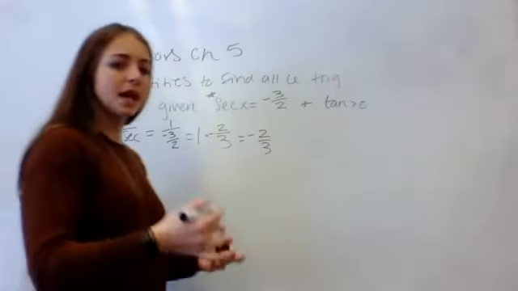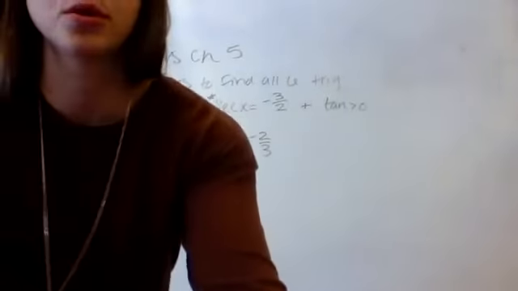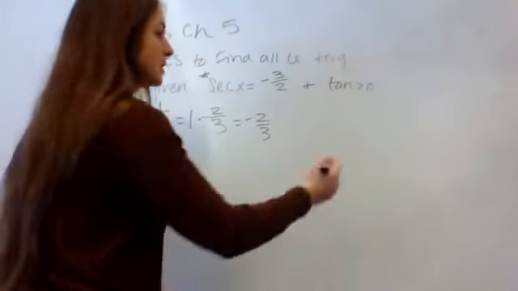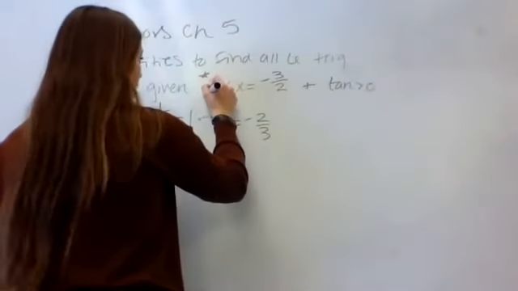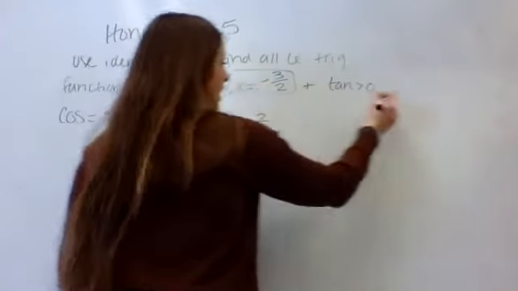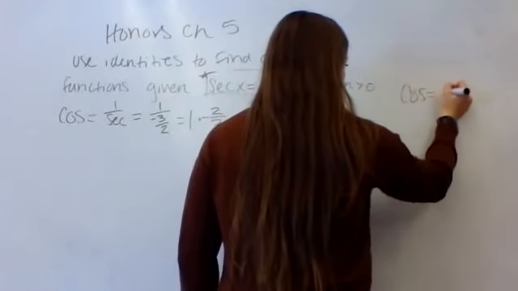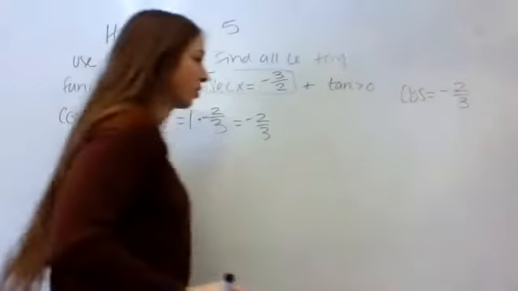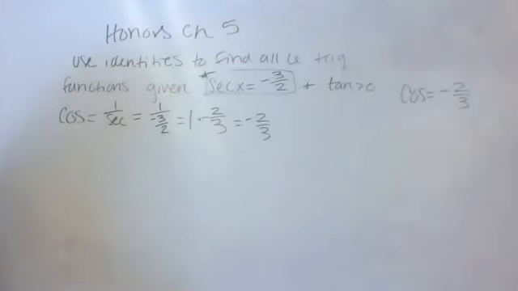So I kind of want to keep a tally going here. Let me scooch you just a little closer. I want to keep a tally going of the things I know. So I know secant, and I now know cosine, which is -2/3. There's a good chance I'm going to have to keep erasing the middle of my board, so I want to keep a tally of all the things I've found over there.